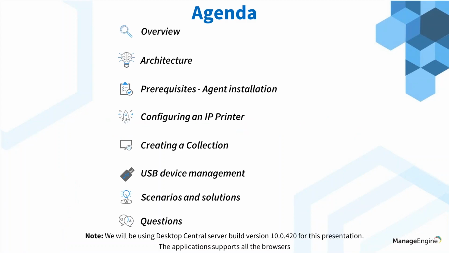Let me quickly talk about the agenda. We will have an overview of Desktop Central. Then we will have a look at the architecture behind how Desktop Central works. We will discuss in detail agent installation and the prerequisites for an agent. With regards to configuration, we will be configuring an IP printer and creating a job as a collection. We will also discuss some of the frequently asked questions with respect to configurations.